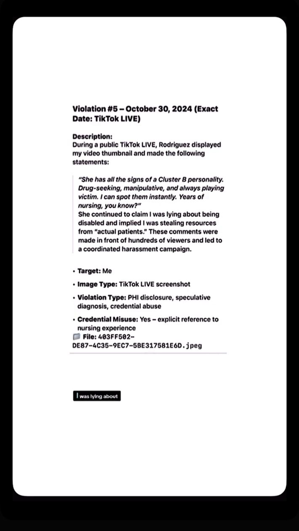She continued to claim I was lying about being disabled and implied I was stealing resources from actual patients. These comments were made in front of hundreds of viewers and led to a coordinated harassment campaign. Again, I added some details of who the target is, the image type, the violation type, the credential misuse, and where they can find the file name referencing this particular HIPAA violation.